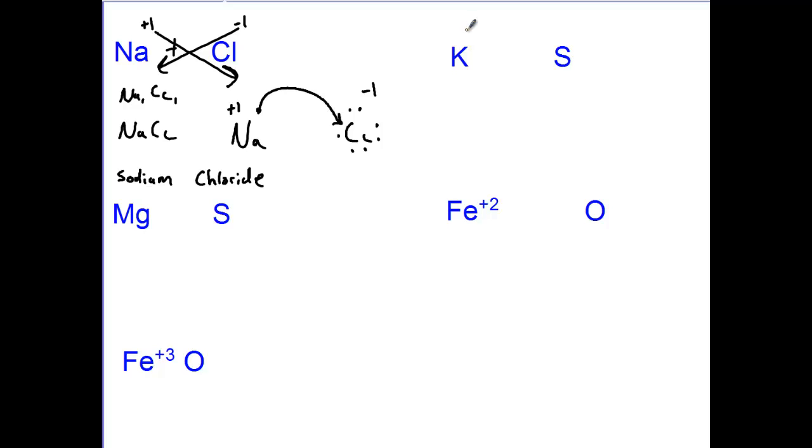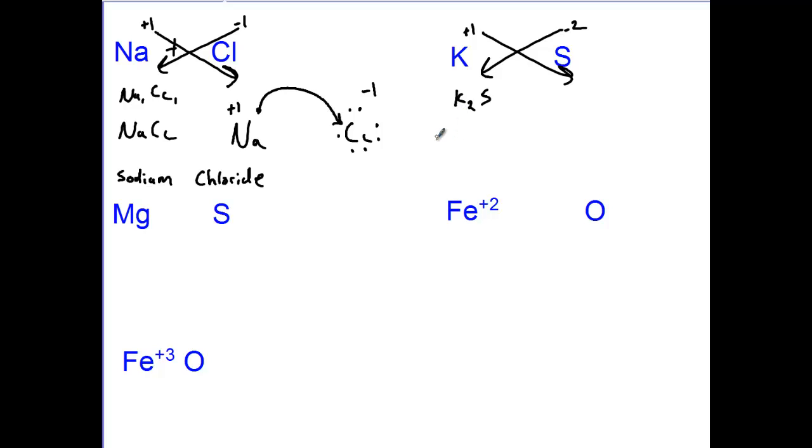So potassium is in group 1, so it has a +1 charge. Sulfur is in group 16. So group 16 elements have a -2 charge. They're missing 2 valence electrons. We go through our crisscross. So I'm going to get K2S. And I'm not going to write the 1 there because I'm just going to have to take it off. Nothing to reduce down there. So I've got my formula there.